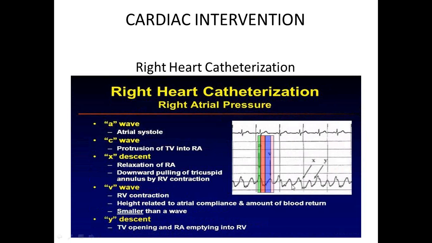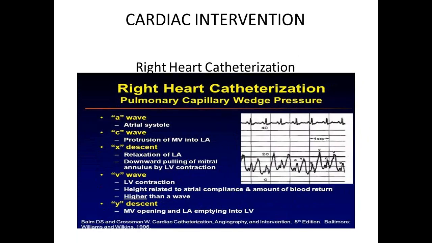So it's important to know these components, because different disease states are going to affect the different waves. You're going to get the same thing when you do your pulmonary capillary wedge pressure. You advance your catheter into the capillary system, and you're going to look at the left atrial pressure. So the pulmonary capillary wedge pressure is going to have similar components. However, the pressures are going to be a little bit elevated.